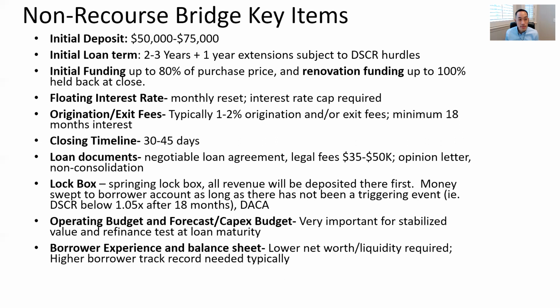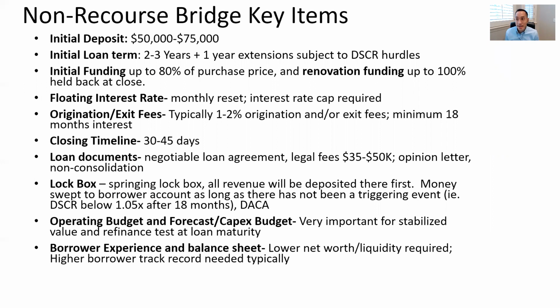Almost all of them are going to be floating interest rates. So you're going to have to buy an interest rate cap, which is going to be about $50,000 probably right now on, let's say, a $10 to $20 million deal. Origination fees are higher. You're going to get a lower exit, but your origination fee typically is higher. Closing is 30 to 45 days. Loan docs are negotiable. Sometimes if it's above 20 million, you might have to get additional legal items like an opinion letter.